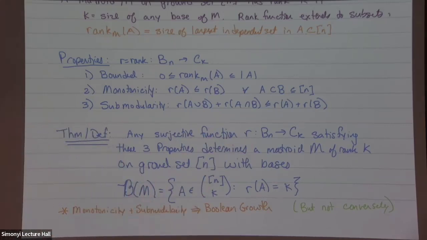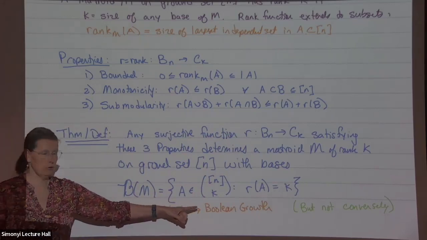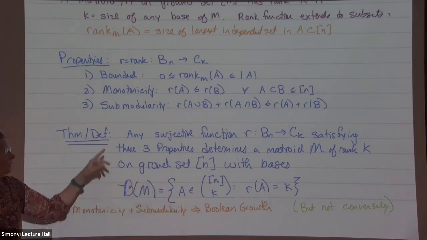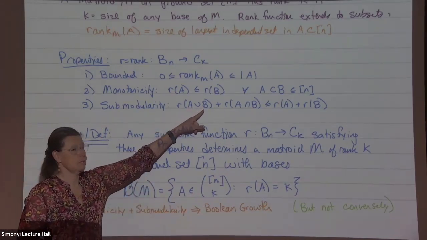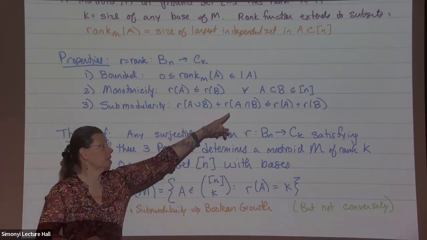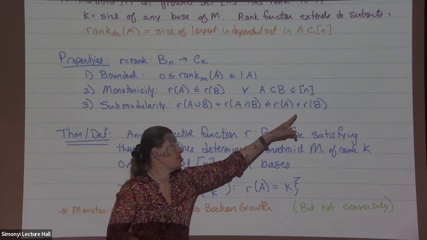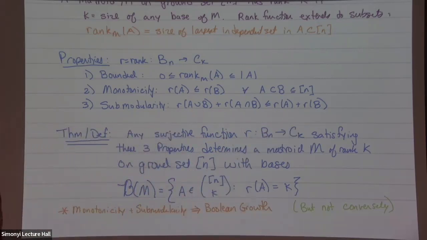Okay. I just want to note that if you have the monotonicity property and the submodularity property, then you do have bounded growth. You can figure that out. You're certainly going to be increasing if you have the monotonicity property, but you can also figure out that you grow by at most 1, because if you take B to be just a single element that is not in A, then its intersection with A would be empty. And then you have to work out that the rank has to be at most 1 more. Okay, so bounded growth also happens with these rank functions of matroids.